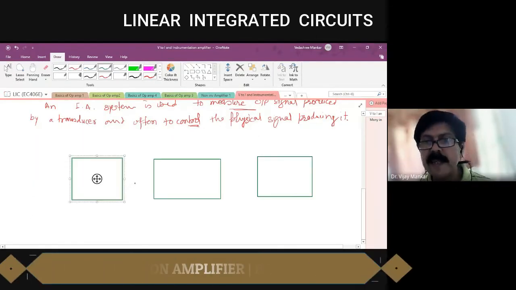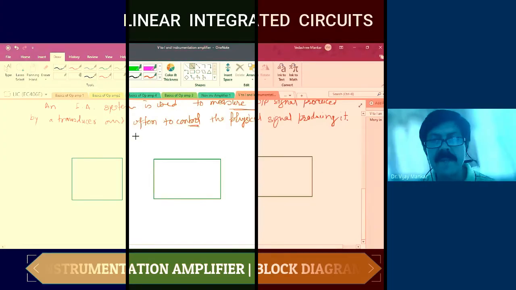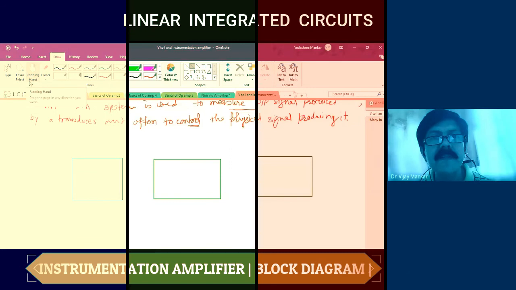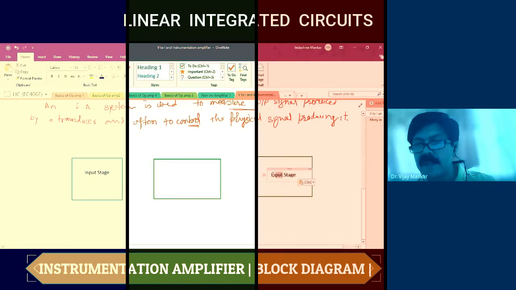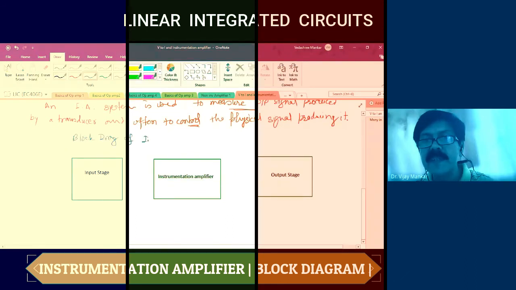So these are the different blocks, you can say, which are not drawn to scale, where I'll name this as input stage, and as usual this is the output stage, and in between this is the instrumentation amplifier, and this total system is an instrumentation system. You can say this is the block diagram of the instrumentation system.